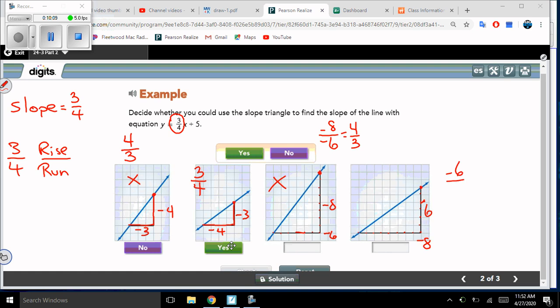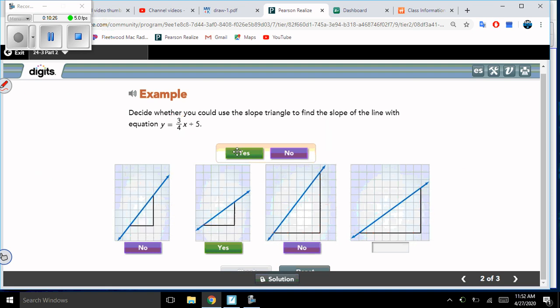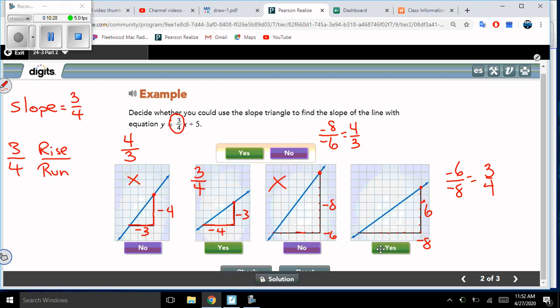Negative 6 over negative 8 for my rise over run. And so that should equate to 3/4. We do think that one should work. So this should be no. And we feel as though this should be no. We feel as though the last one should be a yes.